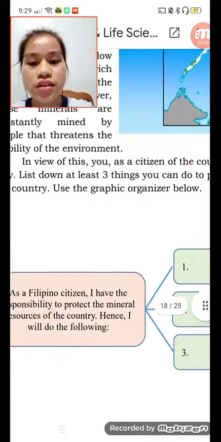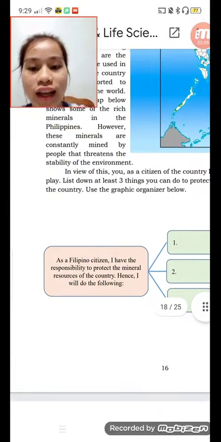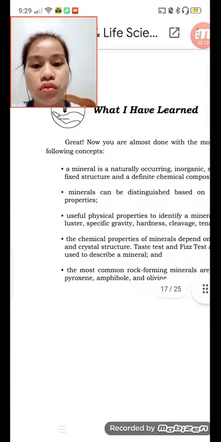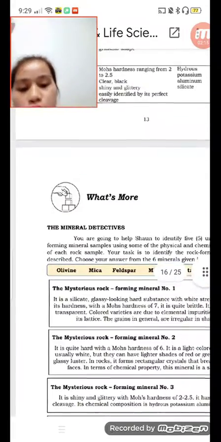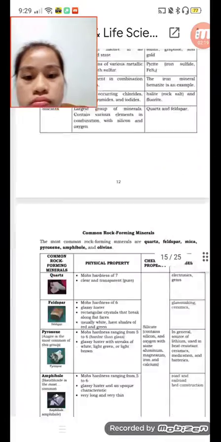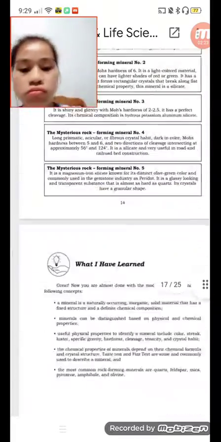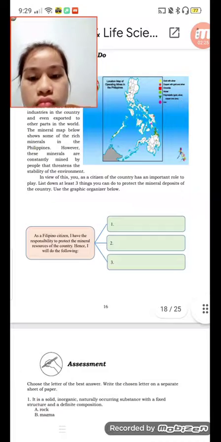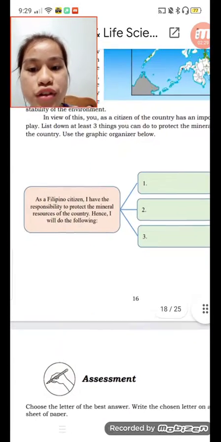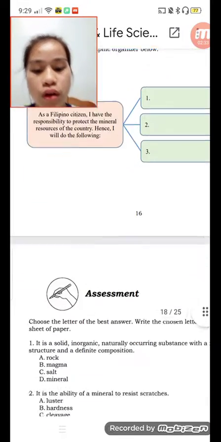In duties, you as a citizen of the country have an important role. List at least 3 things you can do to protect the mineral deposits of the country. Use the graphic organizer below.